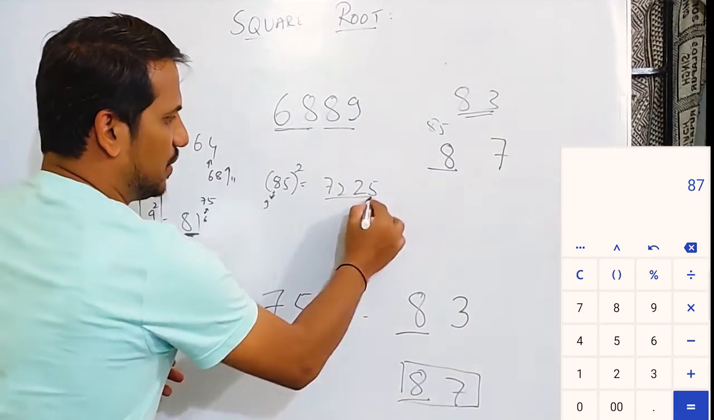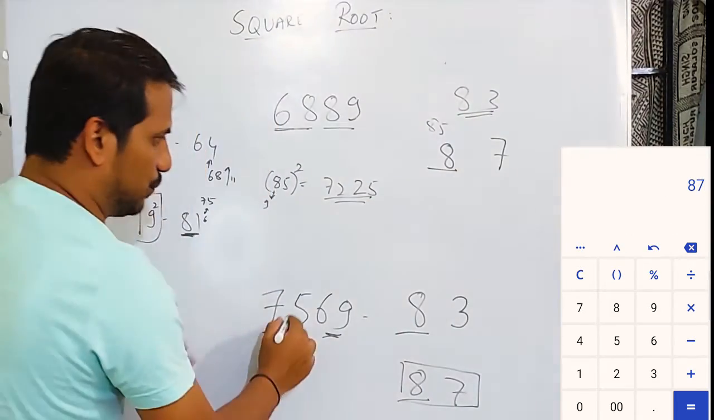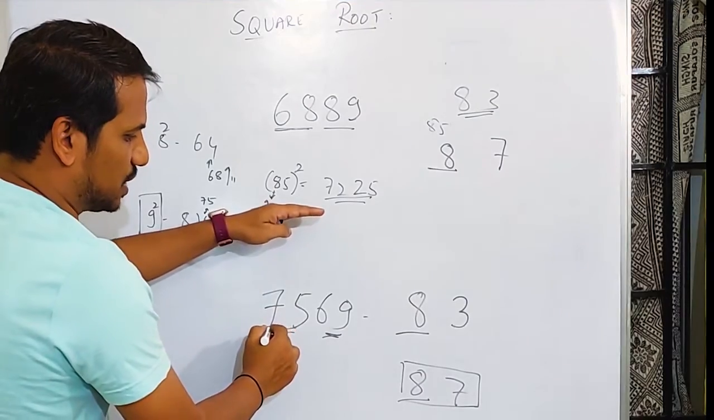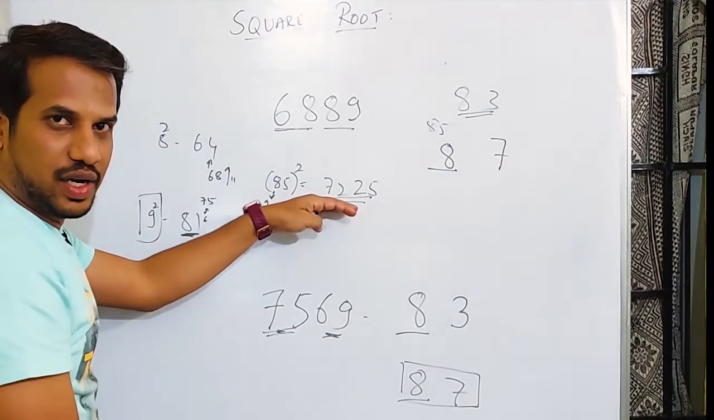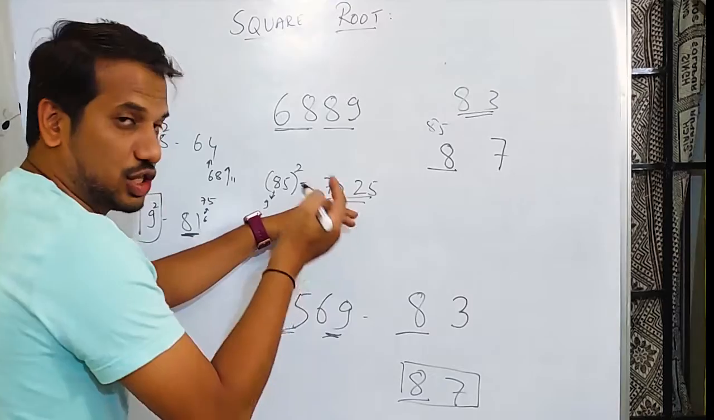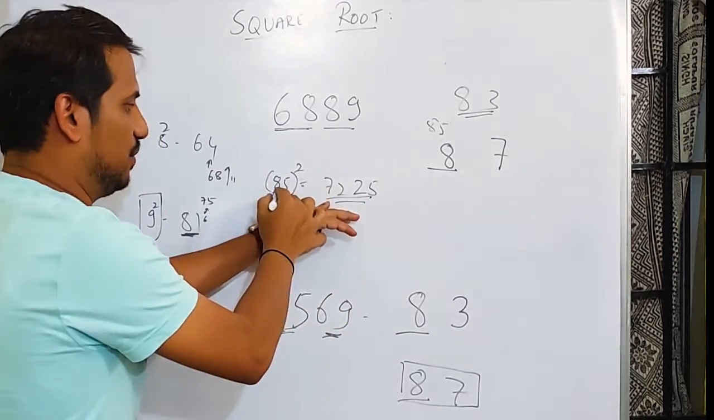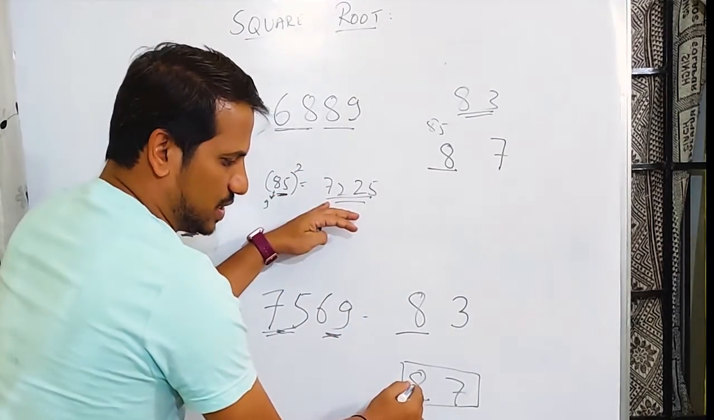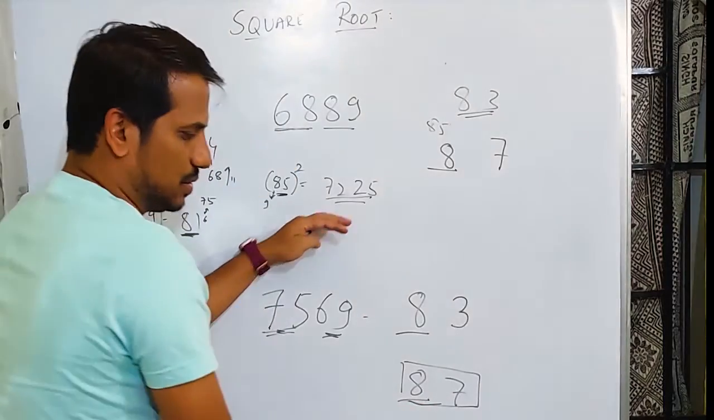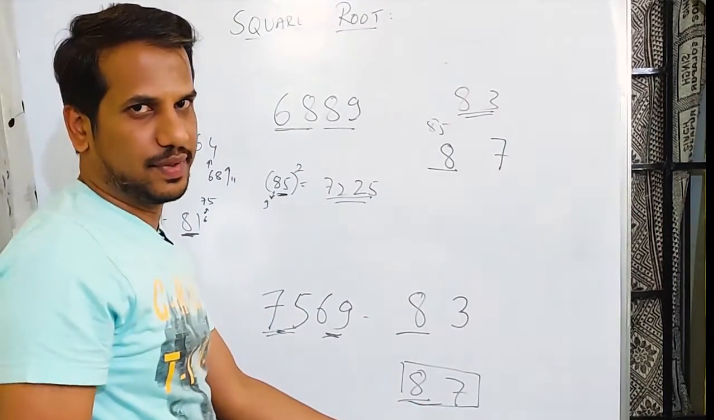Cross verify with 7225. 7569 is greater than 7225. That means its square root should be greater than 85. So, what is greater than 85 here? 87. So, its square root is 87.